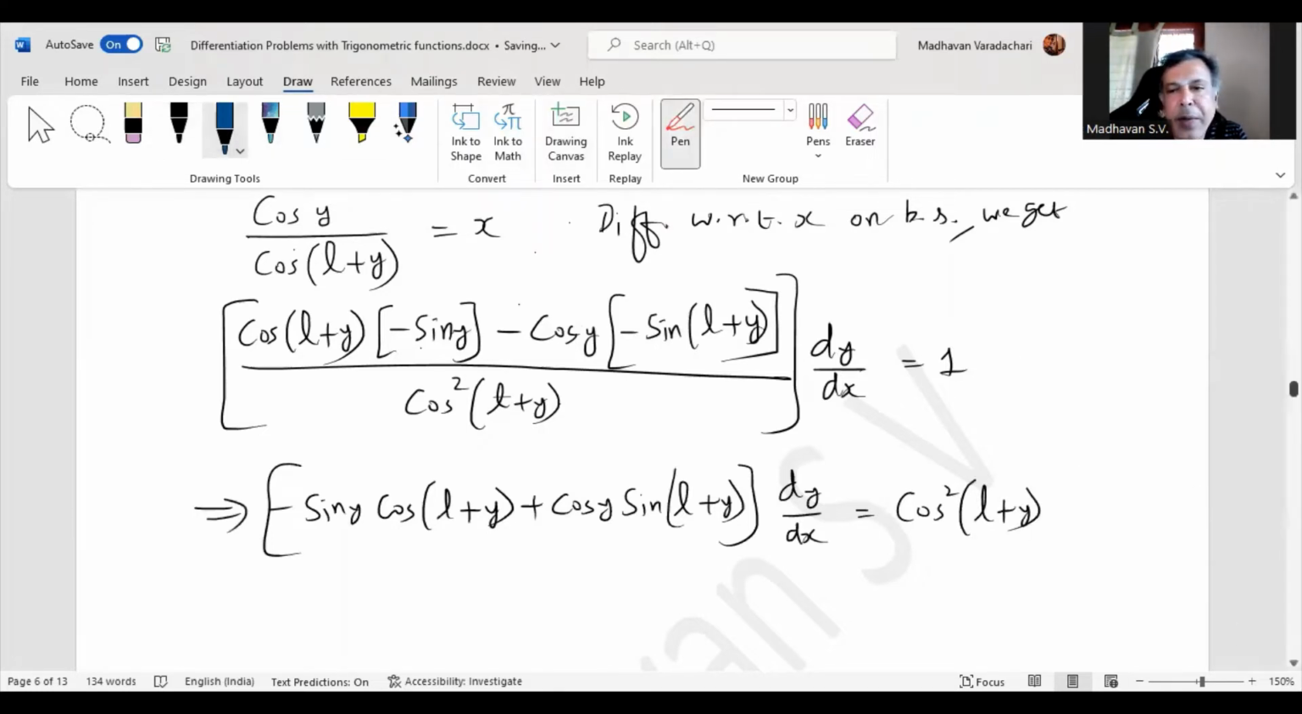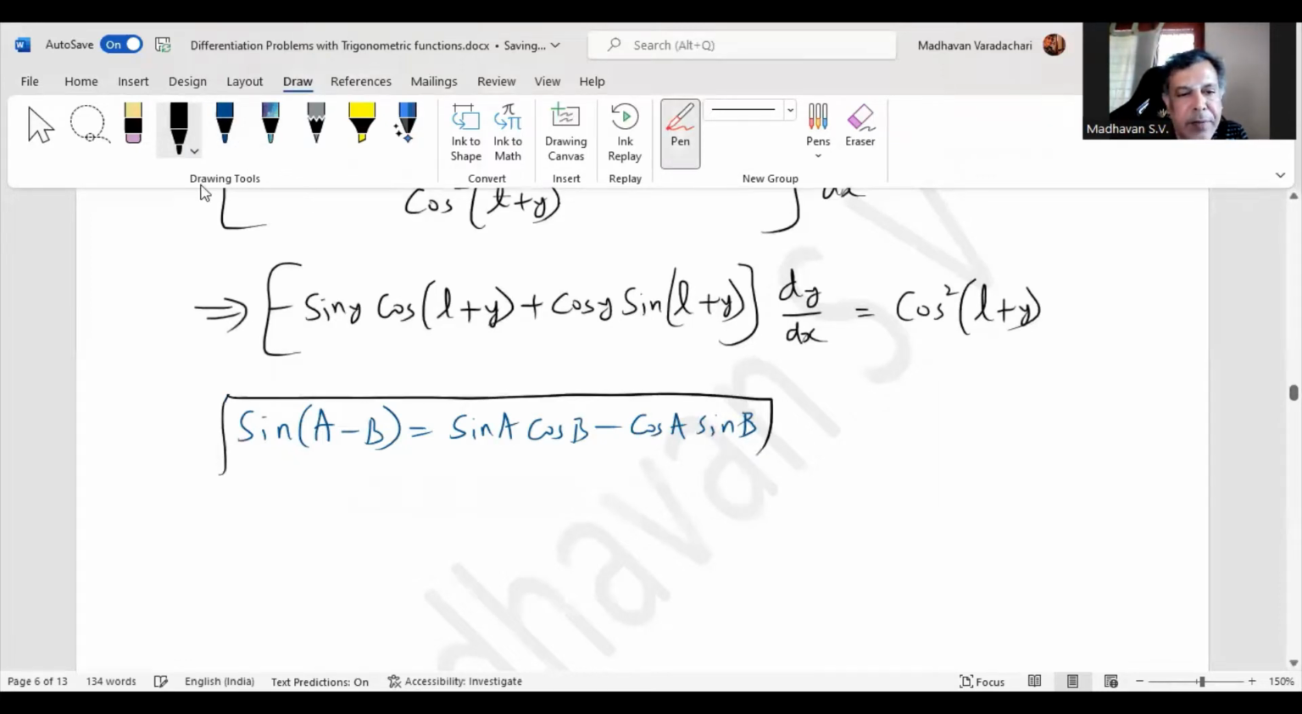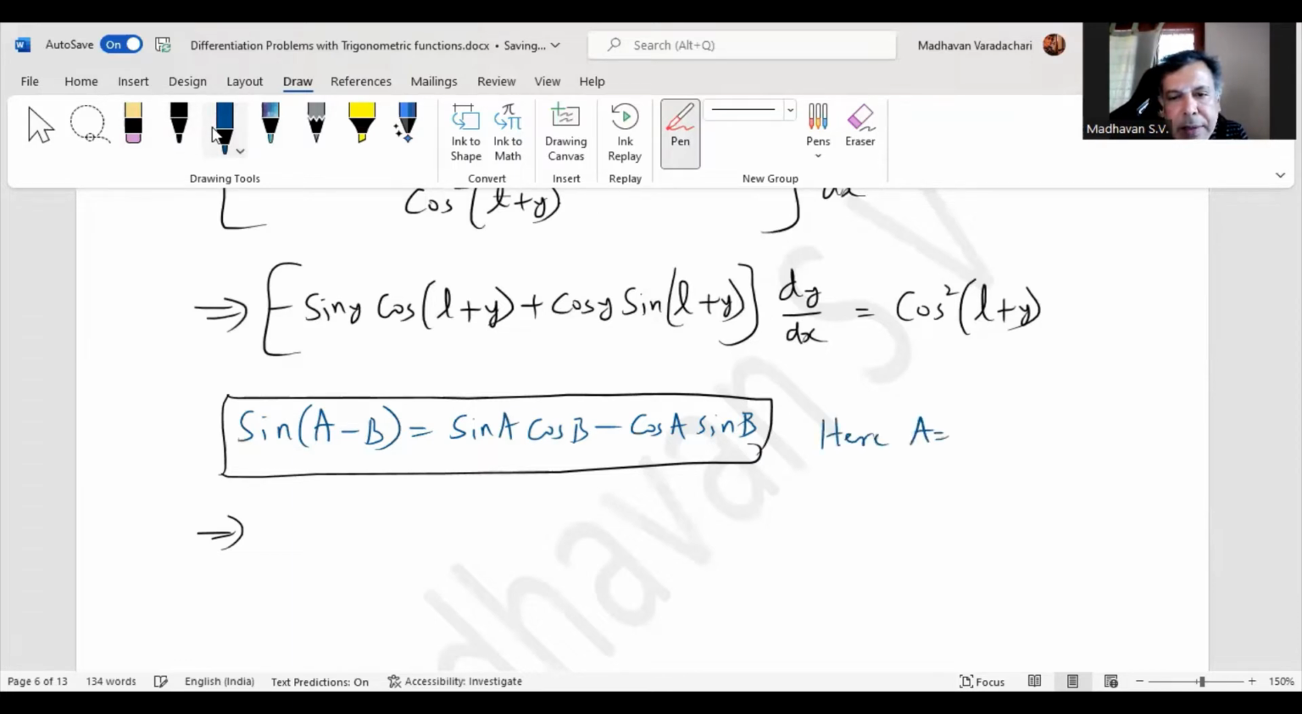Now we have a trigonometric identity, which is sine of (A minus B) is equal to sine A cos B minus cos A sine B. So applying that trigonometric identity on the left hand side of the above equation, see here it is like sine A cos B. So here I will say A is (a plus y) and B is y.